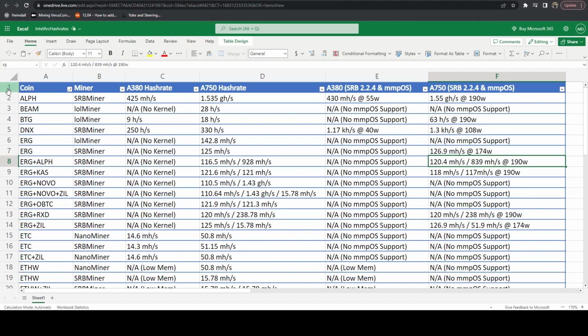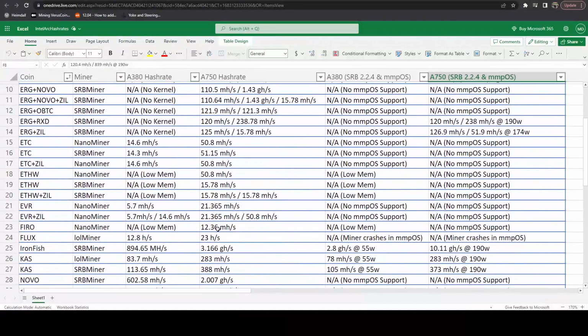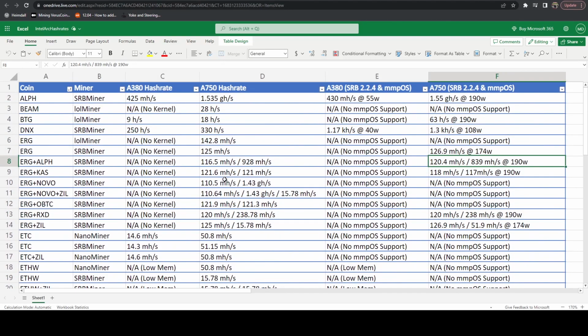So, starting off with Alephium, and full disclaimer before we get through all this, no additional algos were tested. I believe there was one new algo added recently in SRB Miner for SHA-3D. However, that is only in 2.2.5. The differences between 2.2.3 and 2.2.4 were basically just hash rate differences. There weren't any new minor changes. And keep in mind, these old ones, columns C and D, are all for Windows. So these were all running on Windows, and E and F are for mmpOS. One thing you're going to notice is the lack of support in mmpOS for some things that did work in Windows. So let's start off with Alephium.